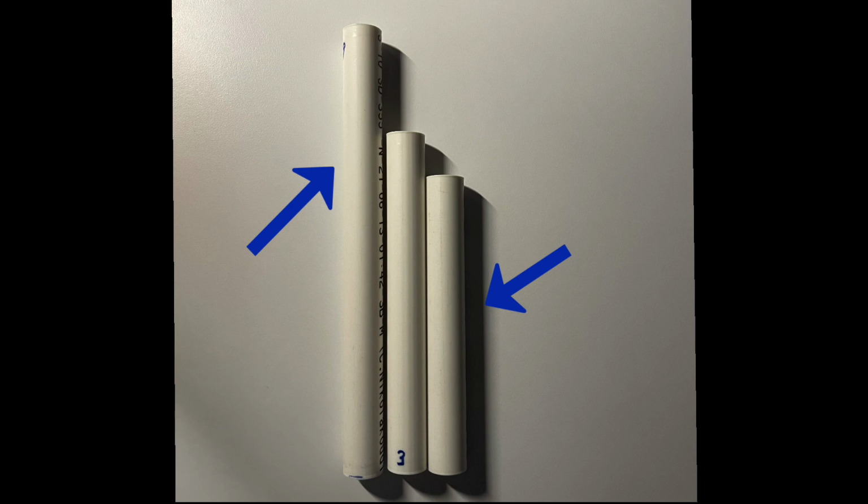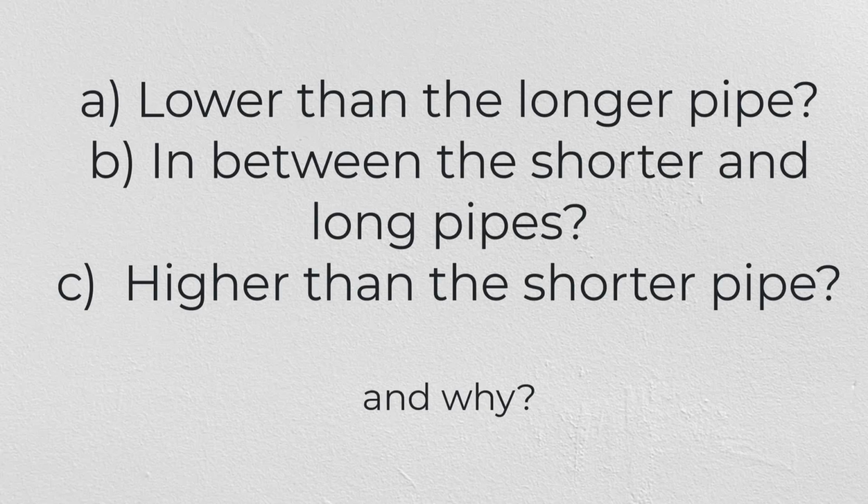We're now going to try the same thing, but with a pipe that is in between the long and the short pipe. We established a relationship between the length of the pipe and the resonant frequencies. Based on this relationship, what do you think the resonant frequency of this pipe is going to be? Pause the video for a few seconds and come up with your answer. Now, let's put it to the test.